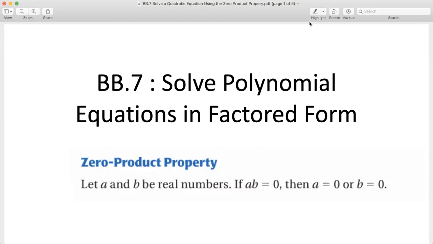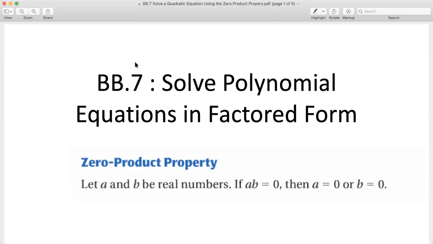What we're going to cover today is BB.7. This is a really important one, and I actually think you're going to find this to be really easy. You're going to go, oh, really? This is it? So what we're doing is solving quadratics, and the title of BB.7 is actually solving quadratics using zero product property. I like to call it solving it in factored form.